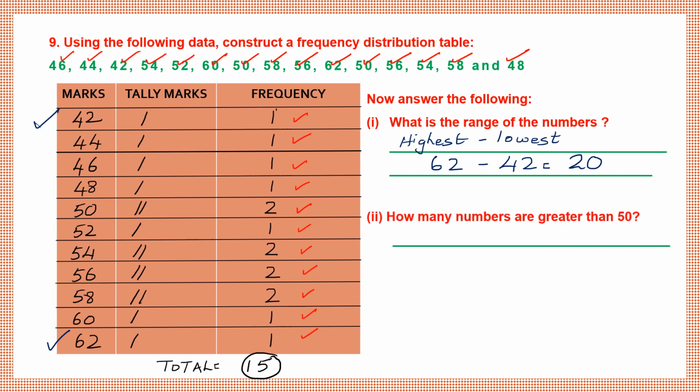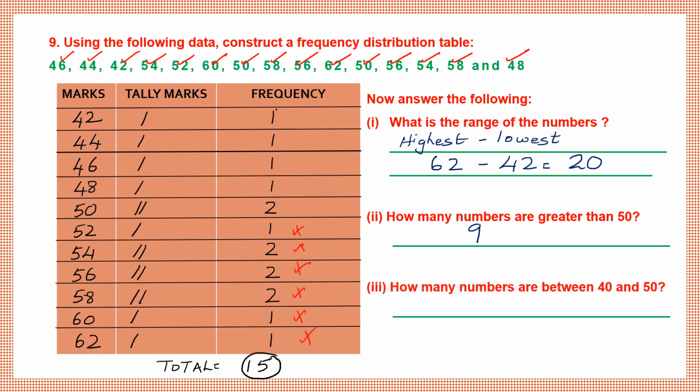How many numbers are greater than 50? So let's count that. Greater than 50, all these numbers are above 50, isn't it? So we need to add them up. 1 plus 2 is 3, 3 plus 2 is 5, 5 plus 2 is 7, 8, 9. So there are 9 numbers greater than 50.